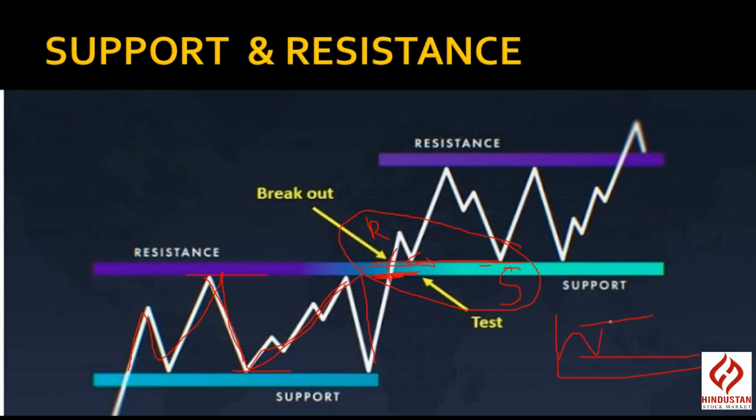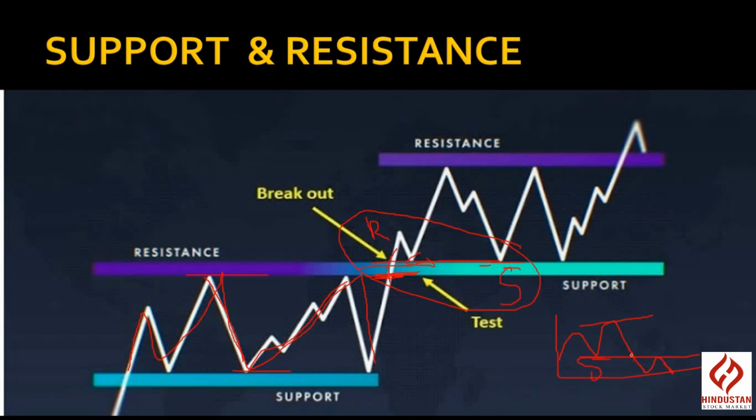Okay, stock is moving like this, and this time it works as a support. So you just imagine at this, once price comes near this particular line, it breaks that level, right? Next time it works as a resistance.